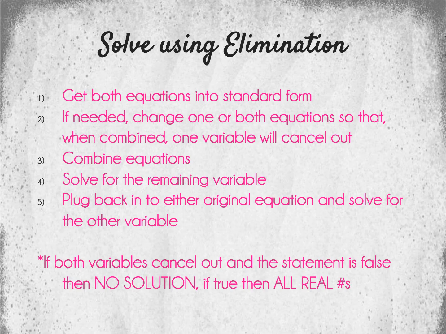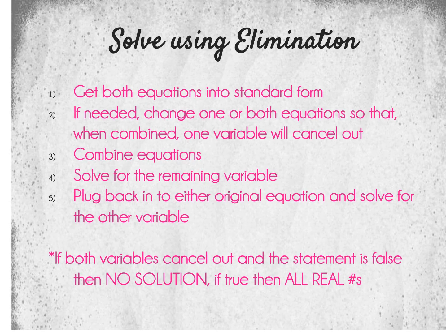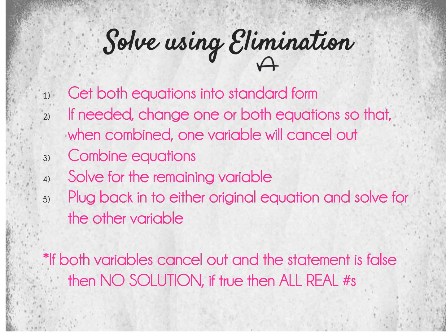So when you're solving using the elimination method, you're going to get both equations into standard form. What I mean by standard form is Ax plus By equals C. So you're going to get both equations in this form, so that way when you go to eliminate one of the variables, you'll have the x's lined up, the y's lined up, and then the constants.